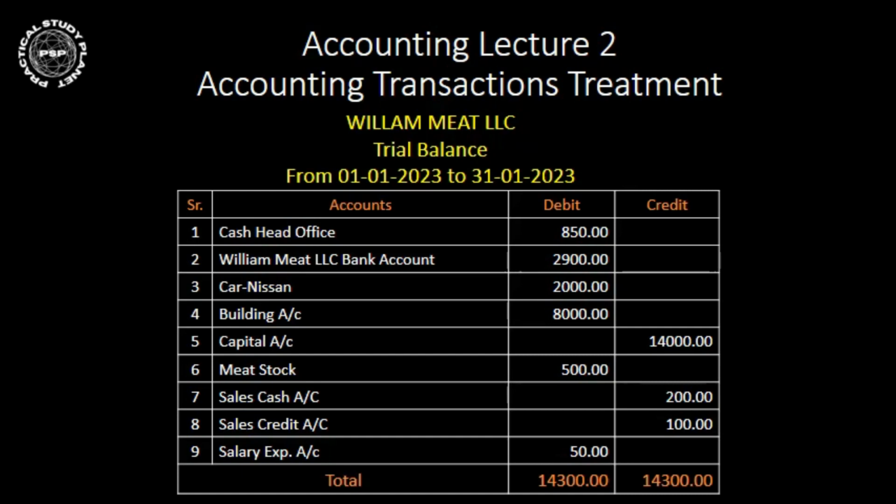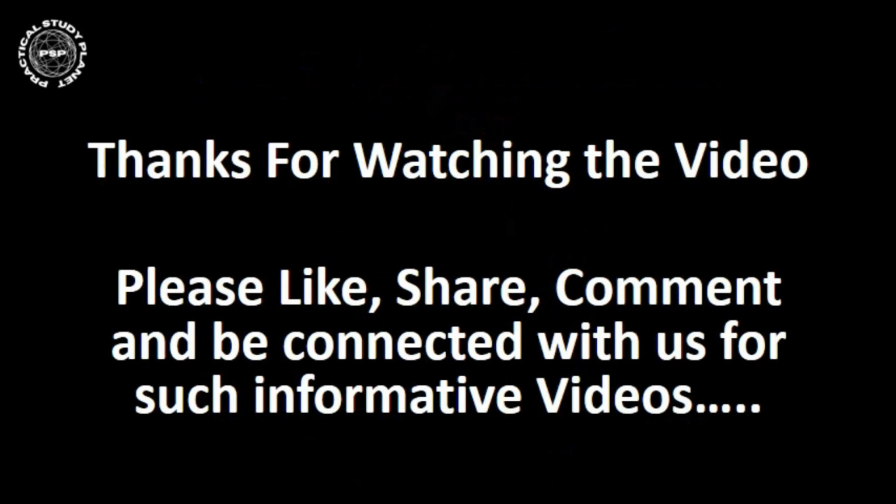If there is any mistake in the ledgering and posting or anything, the trial balance also indicates the error in the previous record keeping. So it's very important to prepare the trial balance. So from the trial balance, after that we move to the final accounts. We will study about it in our next coming lectures.